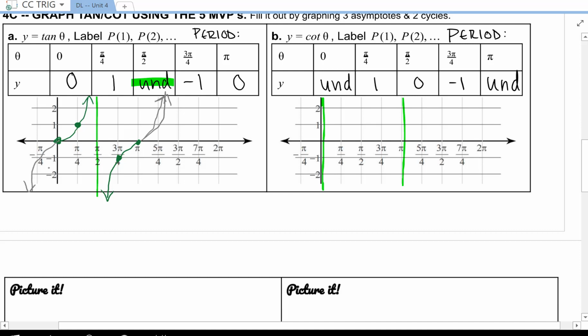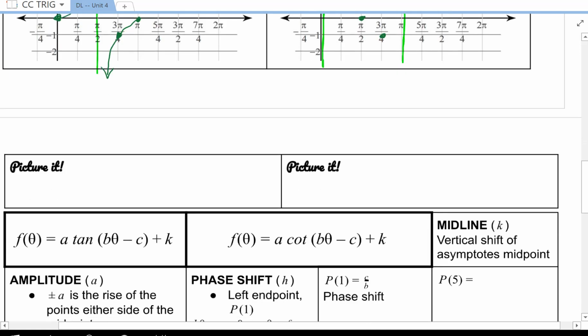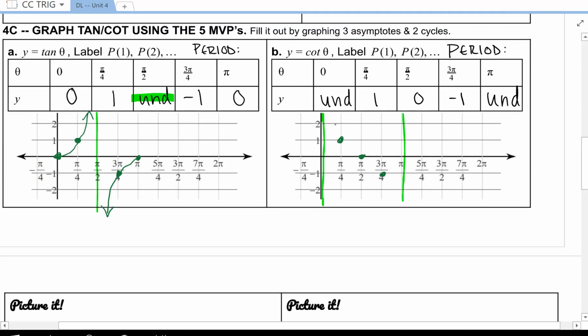Okay, so tangent is a wave. It looks a lot like x cubed. But what you're required to graph is just this, just the 5 MVPs. Okay, technically that's one full cycle. One wave is a full cycle, and this is the upper part of the wave, and this is the lower part of the wave. Okay, let's graph cotangent. At pi fourths we go up 1, pi halves is 0, 3 pi fourths is negative 1. Okay, and that's going to be a little wave too.